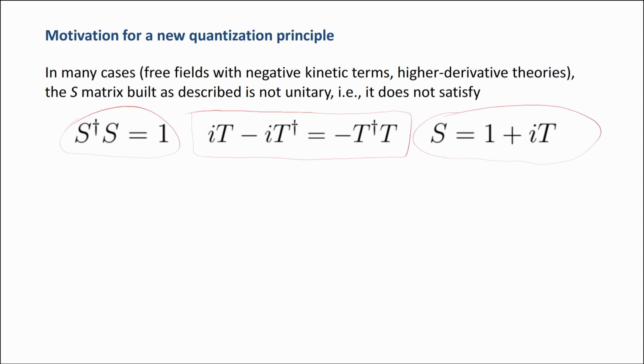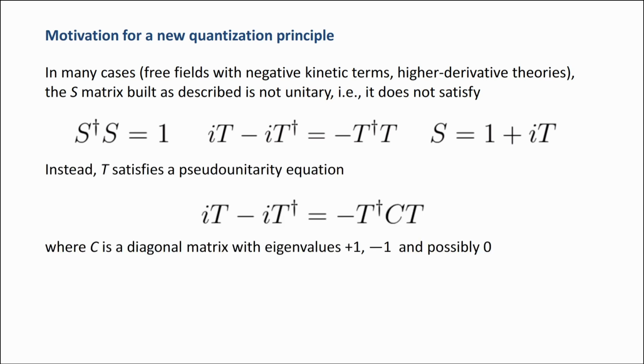Now, it would be nice to have these identities, because these are crucial for a fundamental quantum field theory. But it's not possible to prove them with the usual framework if you have fields which have free negative kinetic terms. So what do you do?